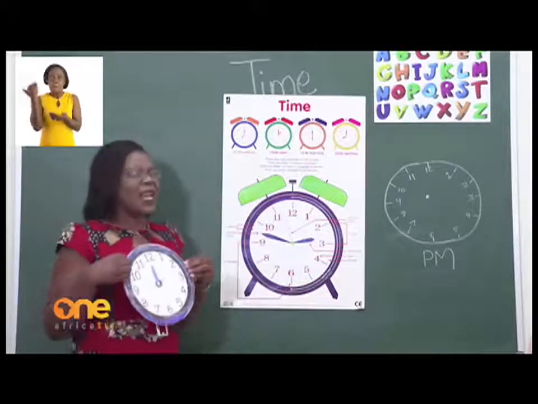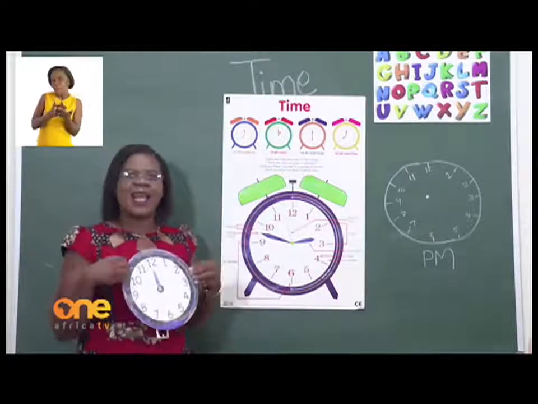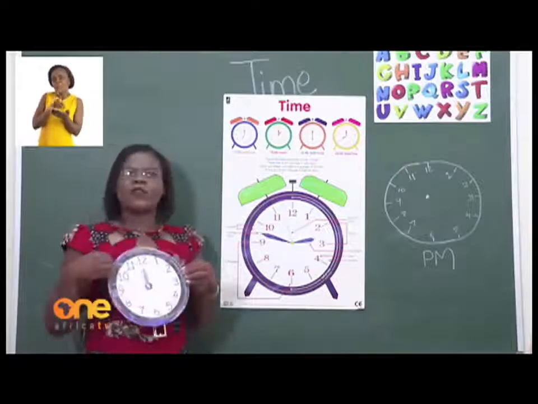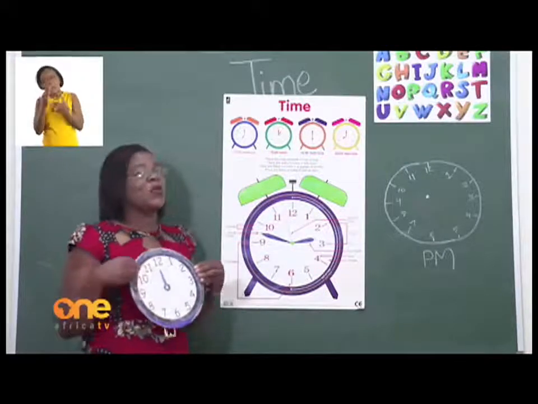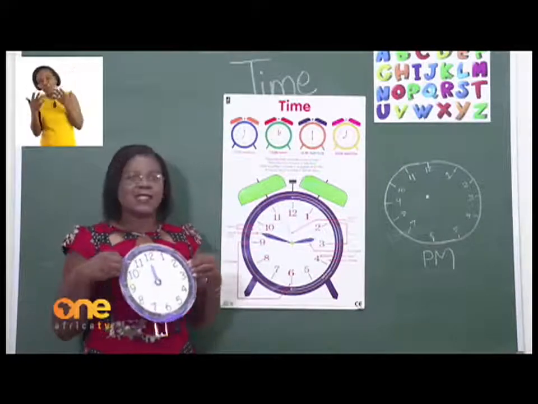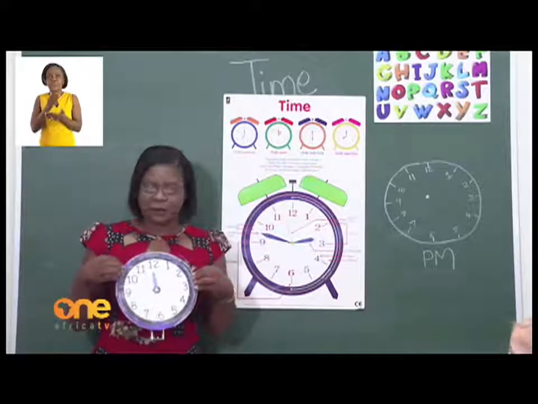30. We are late. It's 7:30. We are late. It's 1:30. We have to go to bed. We have to bath. You don't know what is 30? So, what is now 30?